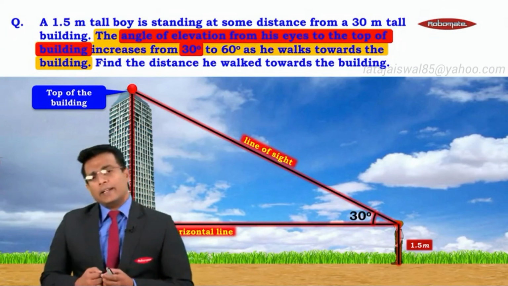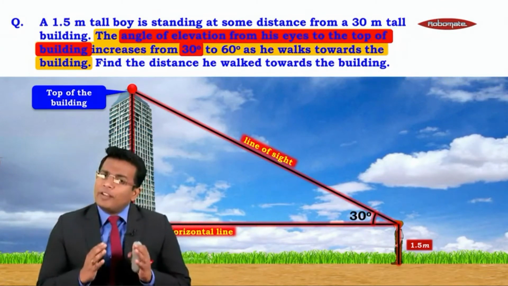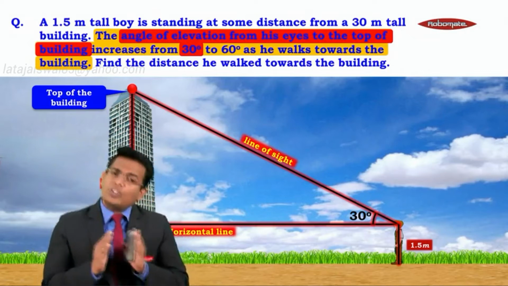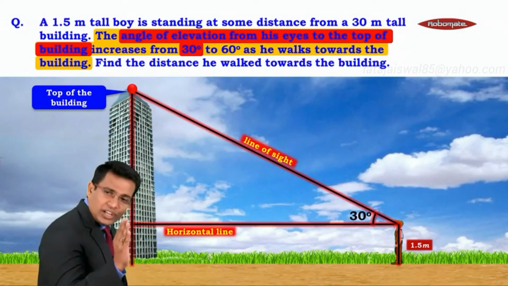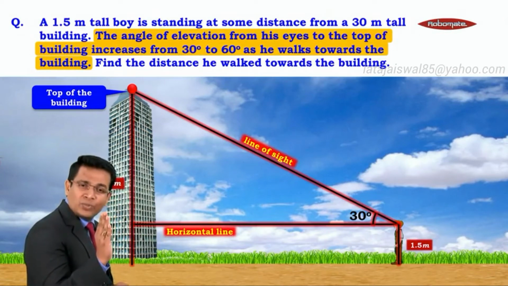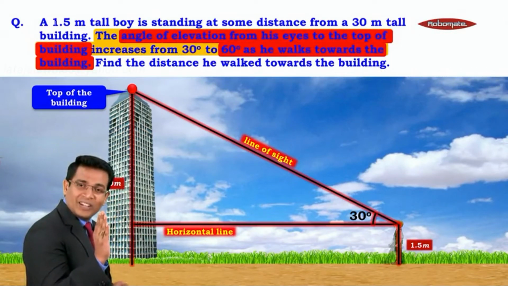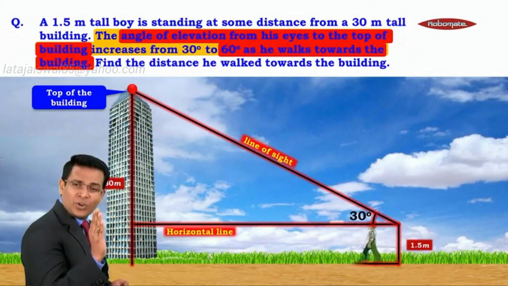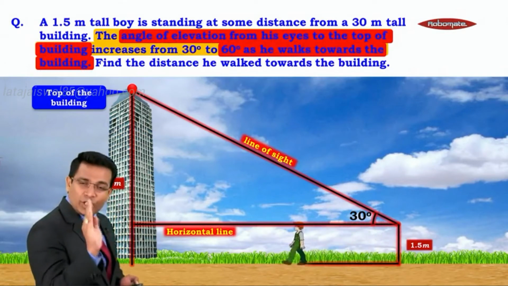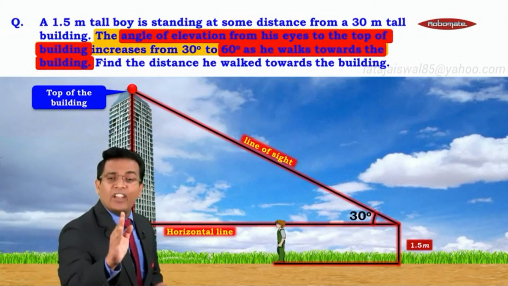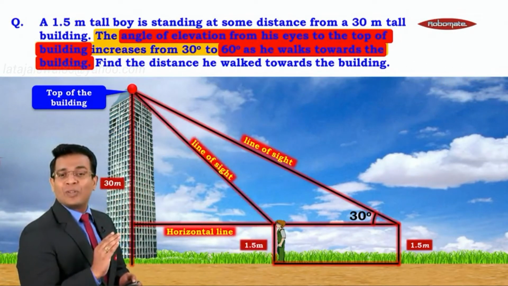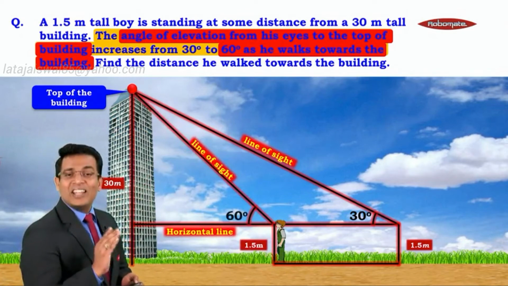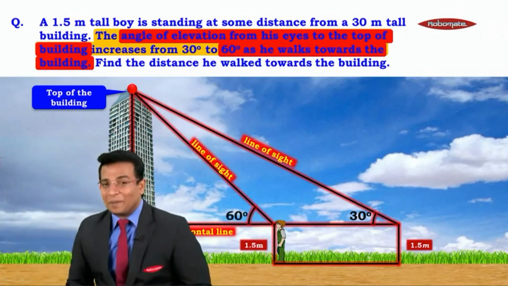And the sum says that this angle of elevation increases from 30 degree to 60 degree as he moves towards the building. That means from his current position, he is going to walk towards the building. See, he is walking, walking, walking. And he reaches the position from where, when he observes the top of the building again, the angle of elevation made with that horizontal line is 60 degree. That is what is said in the sum, right?